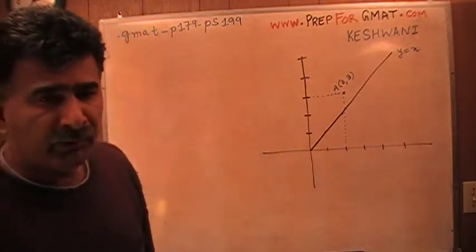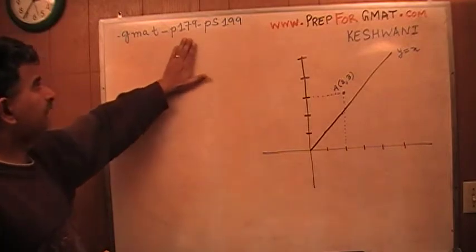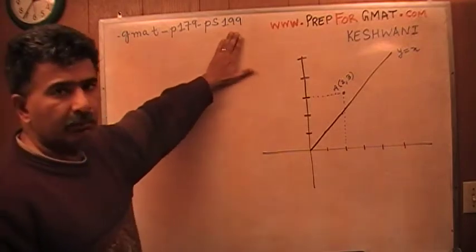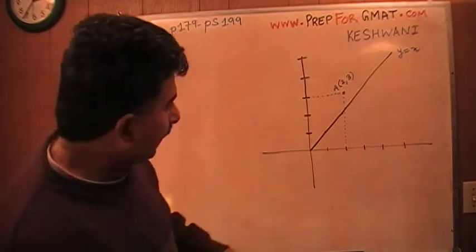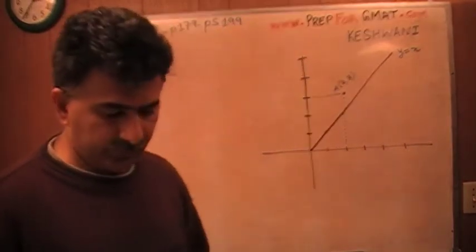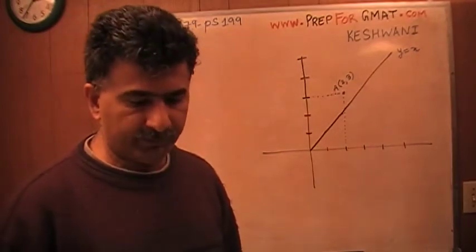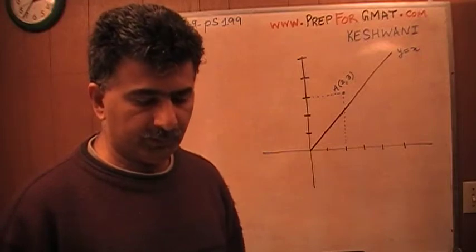The problem that I'm about to solve is the one that you will find on page number 179, Problem Solving, number 199. Let's take a look at it. I drew the graph ahead of time, so it's easier for me. Have the book in front of you, turn to page 179, and read the problem along with me.